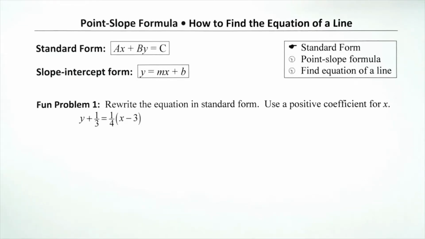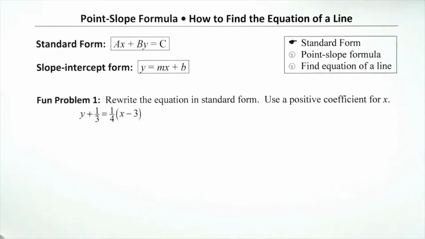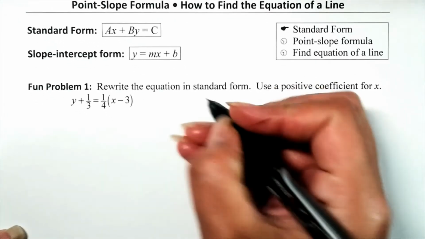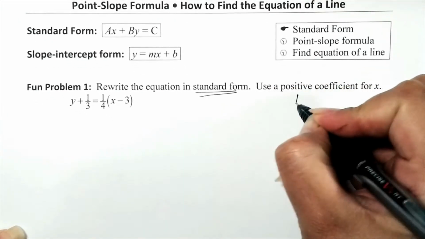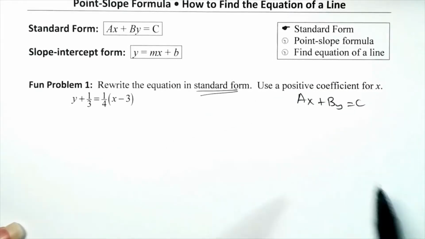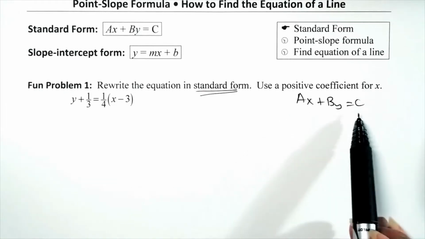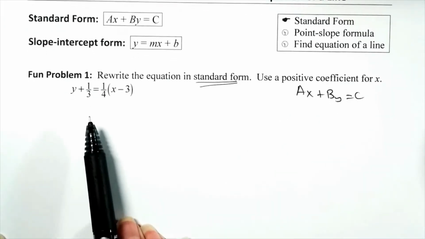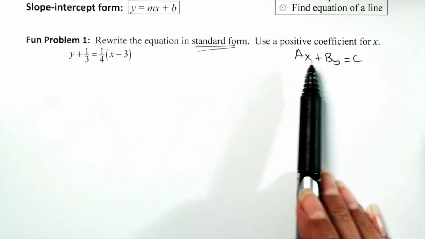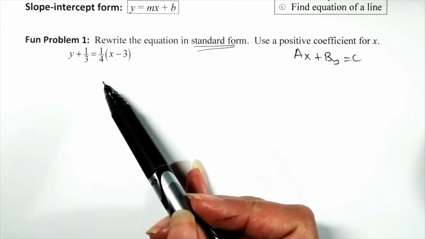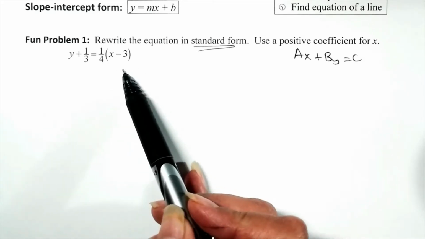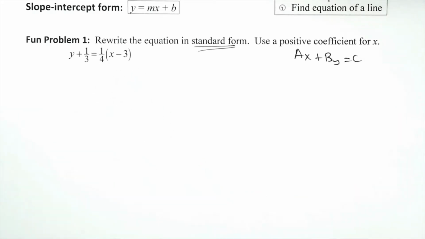So the directions read, write the equation in standard form, use a positive coefficient for x. So this is what I'm thinking. Standard form, ax plus by equals c. Fantastic. Variables on one side, constant on the other. It doesn't really matter how you decide to attack this problem as long as you put it in this form. So we have some options. We can distribute the 1/4 or we can wipe out the fractions. It's really a personal choice.